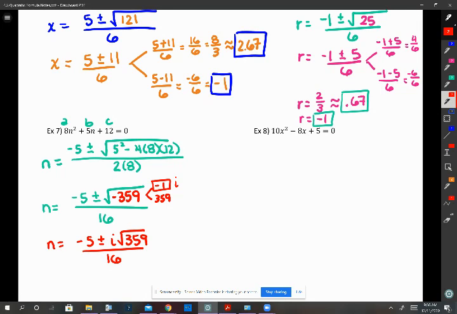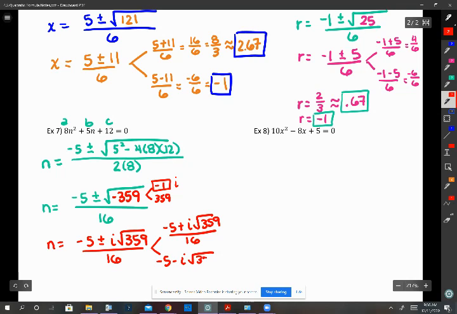I'm not going to be able to go any further than that because you have an i. And usually if you have an i, you don't write it as a decimal because it's not real. And so if I was to put this in, we're going to go -5 plus i root 359 over 16, and then -5 minus i root 359 over 16.